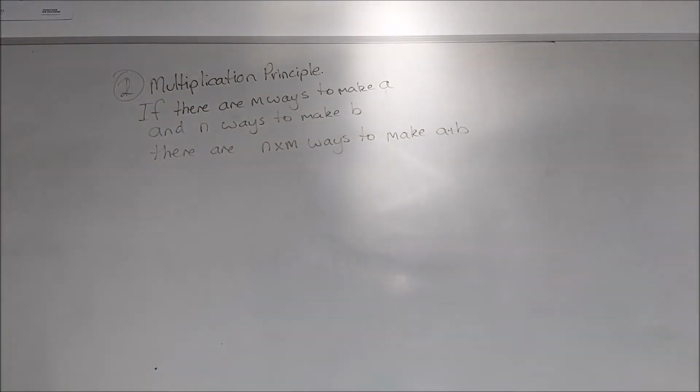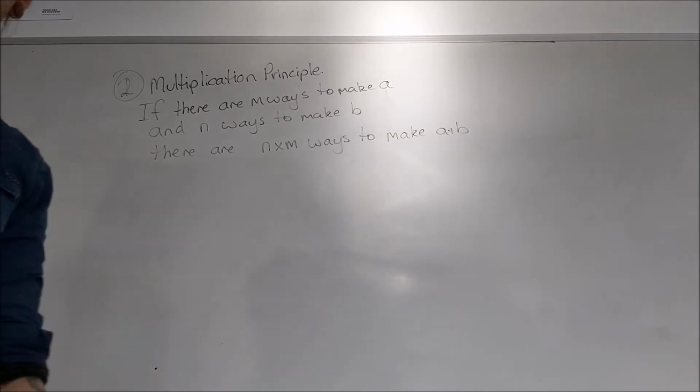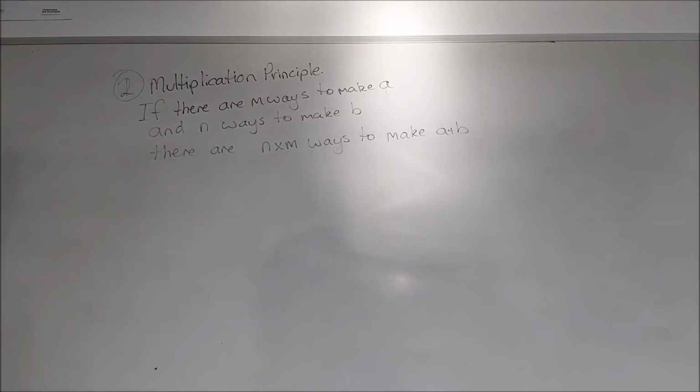If there are n ways to make A and m ways to make B, there are n times m ways. I'm not going to ask you for definitions on the exam. This is just your multiplication. When you're collecting 2 distinct groups and you want to find out how many ways you can sort them out together, you're multiplying. It's in the name, the multiplication principle.